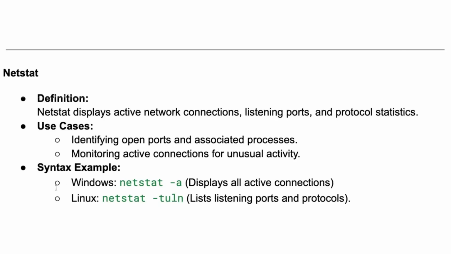All of the information for these various tools, unless specified otherwise, runs pretty much the same way. So Netstat is used to display active network connections, listening ports, and protocol statistics, and we use it to identify ports and associated processes and monitor active connections for unusual activity.